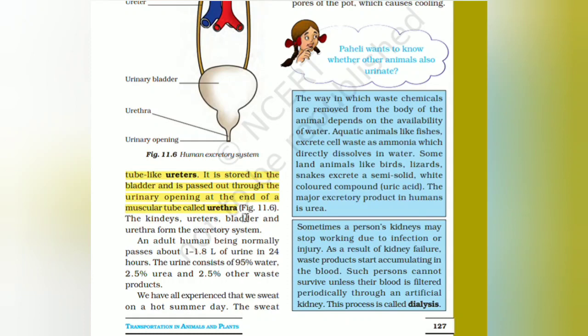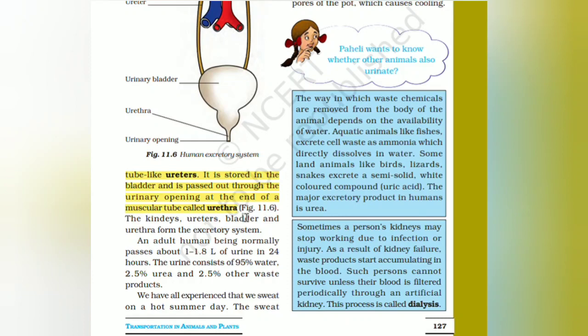Urethra. The kidney, ureters, bladder and urethra form the excretory system. An adult human being normally passes about 1 to 1.8 liters of urine in 24 hours. Urine consists of 95% water, 2.5% urea and 2.5% other waste products.